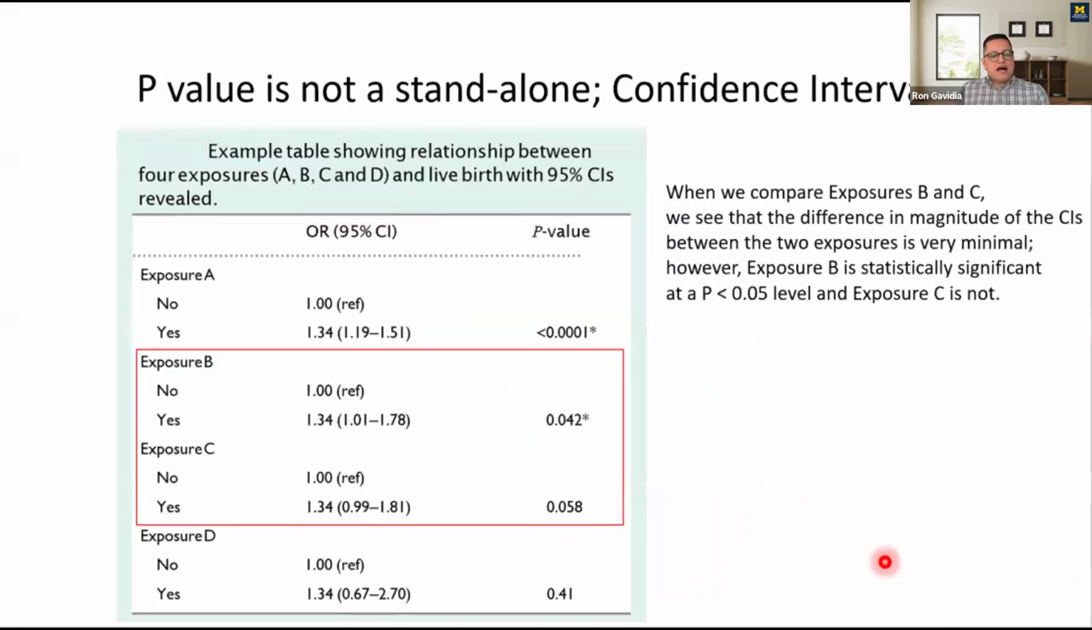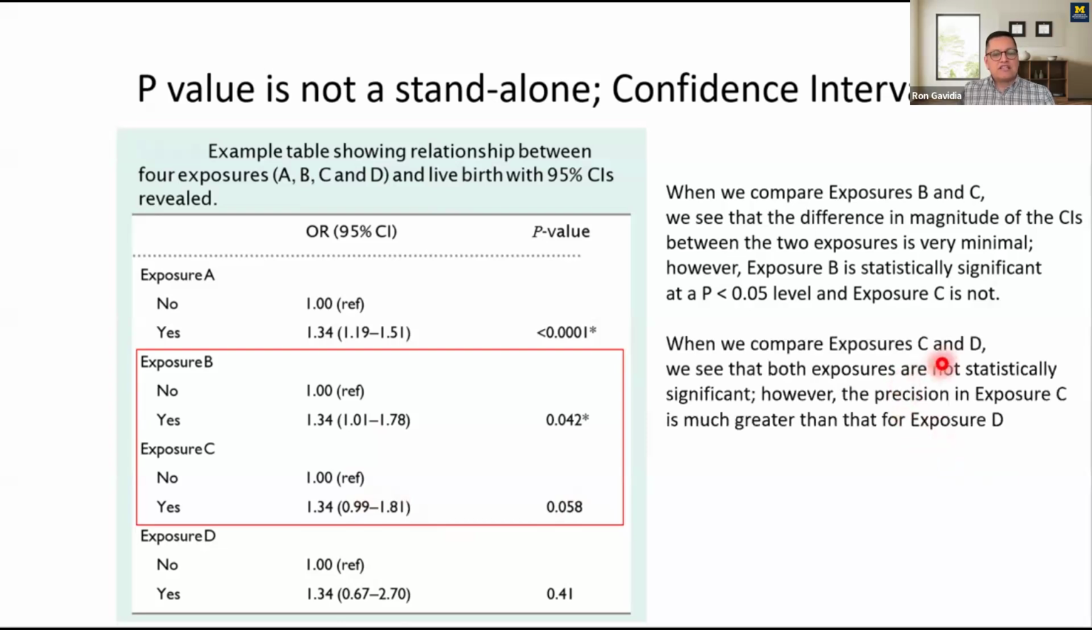And then here, when we compare exposures B and C, we see that the difference in the magnitude of the confidence intervals between the two exposures is very minimal. 1.01 to 1.78, and you see 0.99 and 1.81. They're pretty similar, but as you mentioned, Emma, this one is crossing 1, so that's why it is not statistically significant, as expressed by the p-value. That was a good job.